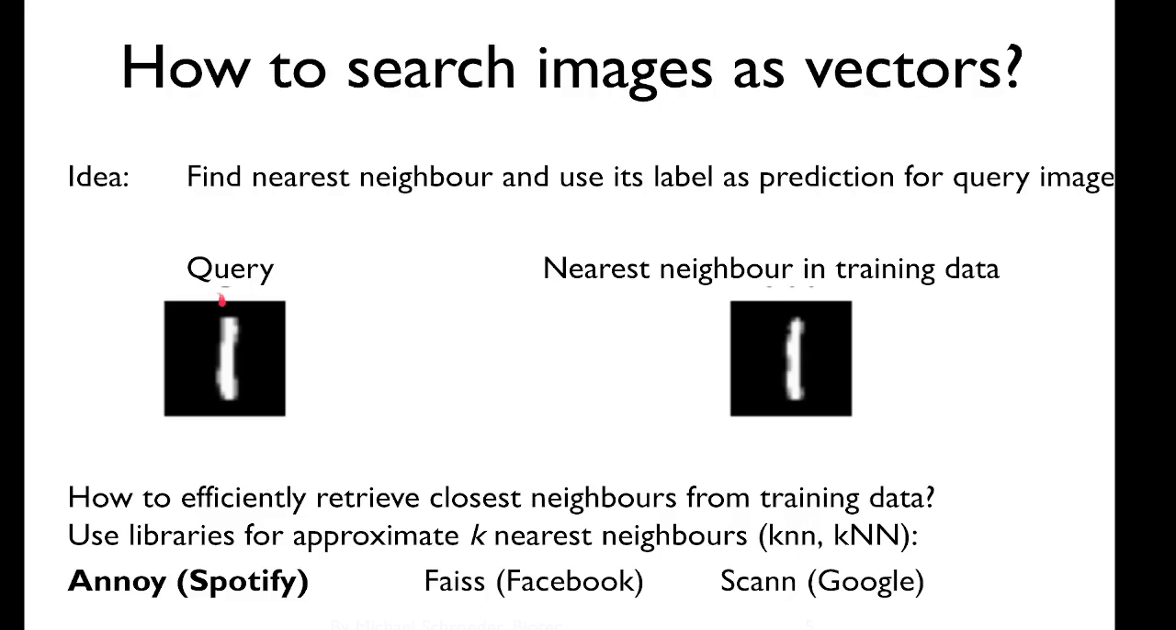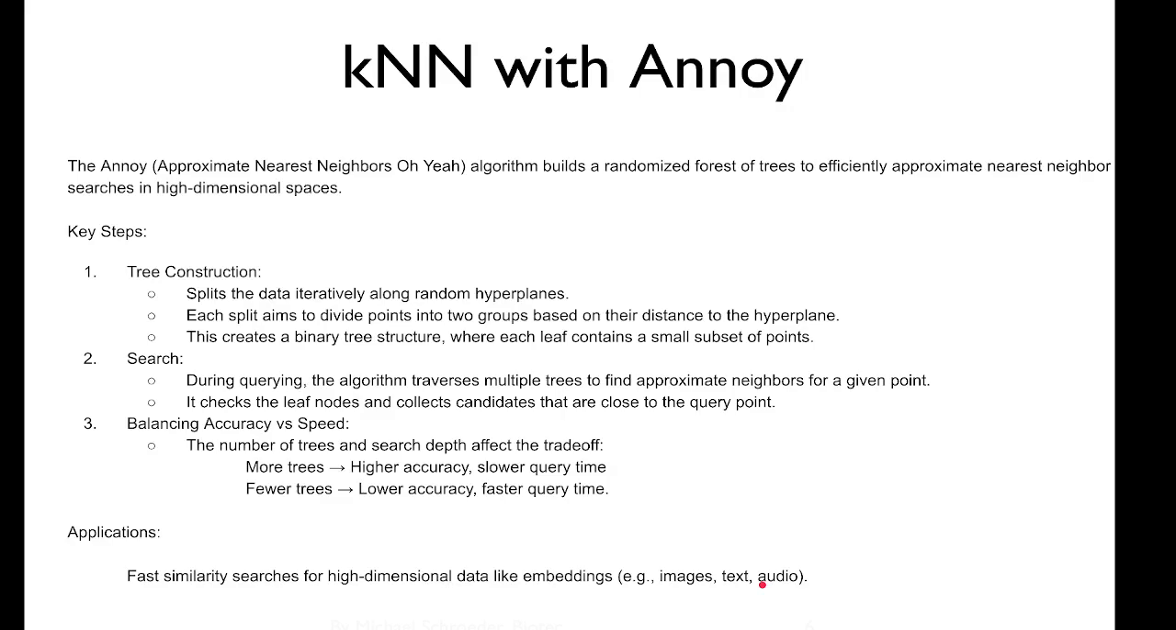And there are libraries, because this search for the most similar vectors is very important for all kinds of data, for audio, for text, for images, and that's why Spotify, Facebook, and Google have invested. And 3 frequently used libraries exist: Annoy, Faiss, and ScaNN, by these large companies. So let's look into how Annoy works. It has a funny name, approximate nearest neighbors, oh yeah.